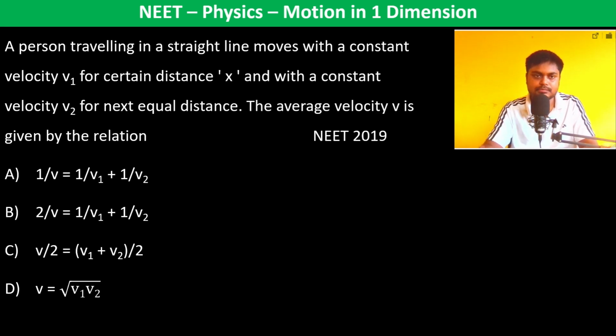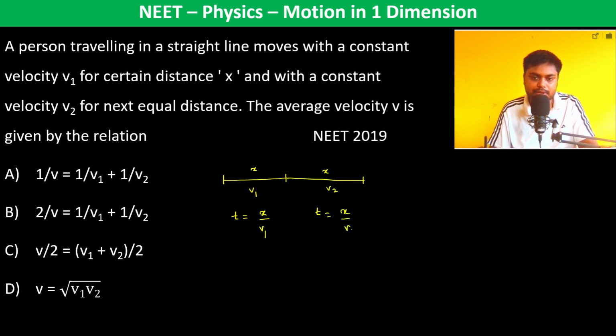Thank you. A person traveling in a straight line moves with a constant velocity v1 for a certain distance x. So this is x and the velocity is v1. Therefore time taken is equal to x by v1. And with a constant velocity v2 for the next equal distance. So for the next equal distance x, the velocity is v2. Therefore the time taken is equal to x by v2. So this is t1, this is t2.